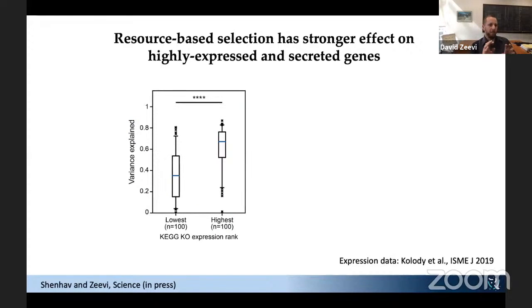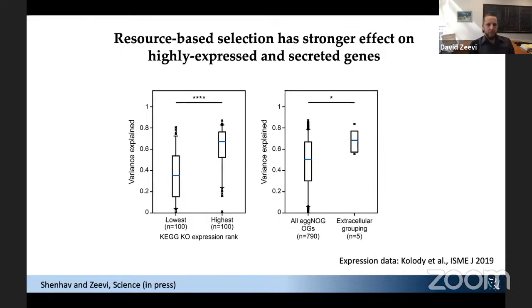And indeed, when we compared genes that had high expression to genes that had low expression from a different data set altogether, we found that the variance explained in highly expressed genes is much higher, and very significantly so, than the variance explained in lowly expressed genes. The variance explained by the environment, of course.